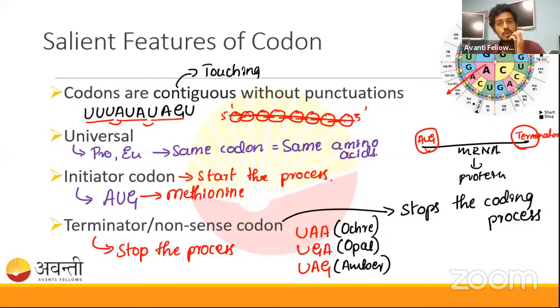tRNA containing a stop codon lacks the amino acid. That's what I thought of explaining. When I explain the tRNA, you will come to know that UAA, UGA, and UAG do not have any tRNA base. That's why the translation mechanism stops.